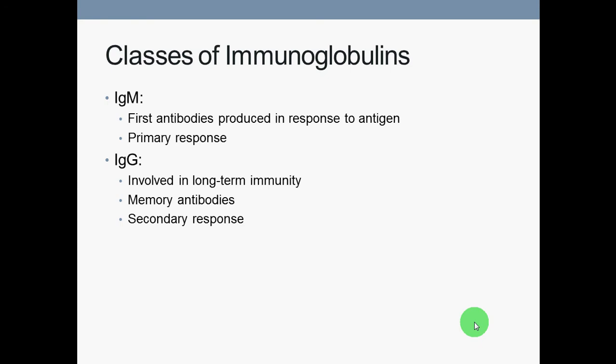IgG are involved in long-term immunity. That means that these are memory antibodies. So they stick around for a long time, are present in your blood, and when this microbe re-enters your body, they can be activated again and will bind to it. So we call that the secondary response.